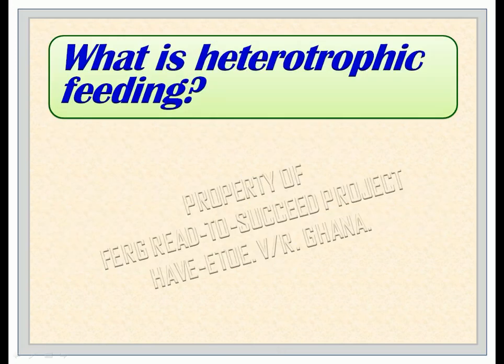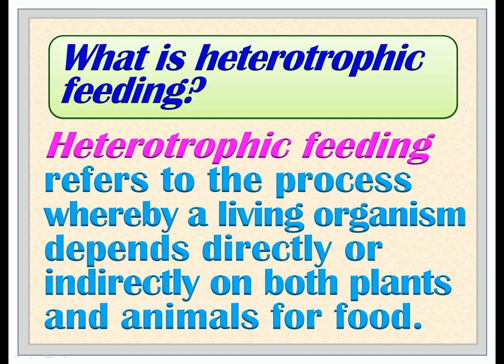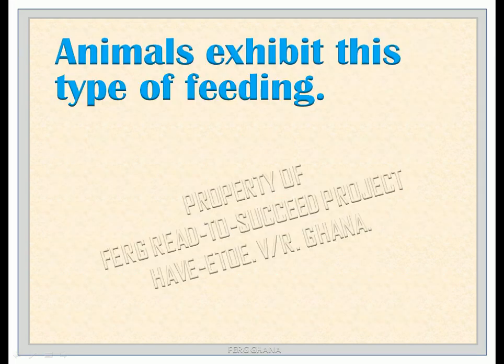What is heterotrophic feeding? Heterotrophic feeding refers to the process whereby a living organism depends directly or indirectly on both plants and animals for food. Animals exhibit this type of feeding.